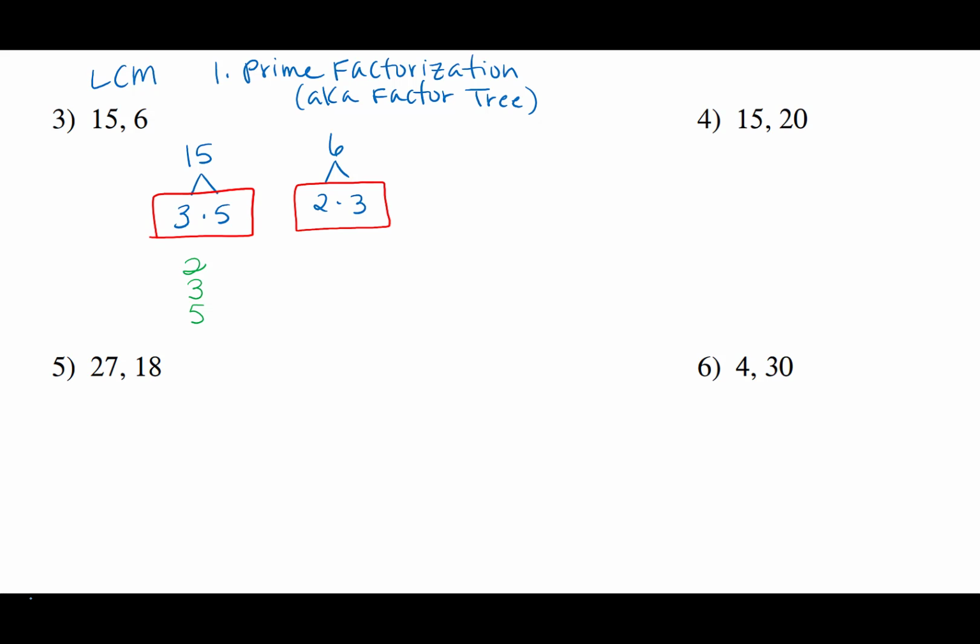Okay, so the factor of 2 only shows up once, and so I'm just going to write it once, a 2. 3, both of them have a 3, but for any one prime factorization, that factor only appears once, so this is also going to be a 3, and then the factor of 5 only appears once. I'm going to take all of these appearances, 1 two, 1 three, and 1 five, and multiply that together. 2 times 3 is 6, and then times 5 is 30. And so the LCM of 15 and 6 is the number 30.